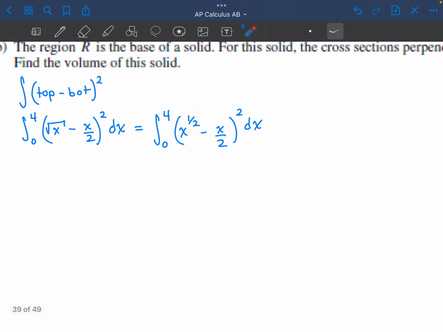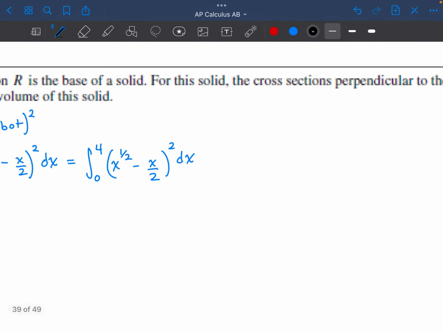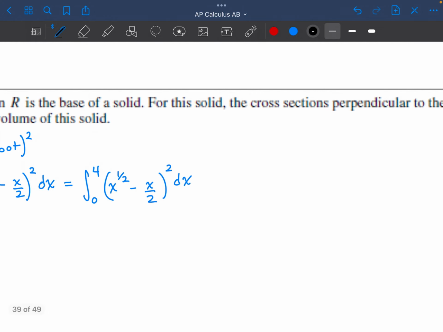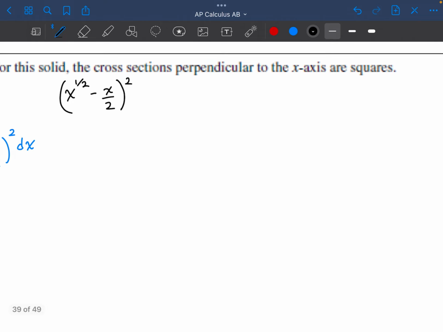And I need to find what that expands to. So I'm going to do a separate problem. I'll do a different color maybe. And I'm going to say, okay, what is x to the power of 1/2 minus x over 2, quantity squared? I want to find a better way to rewrite that. And the long way of doing it is to do the following. I'll do a little arrow here, is to make a square.